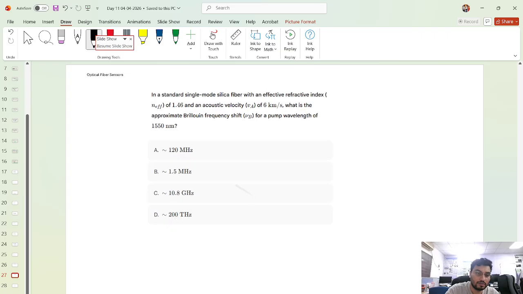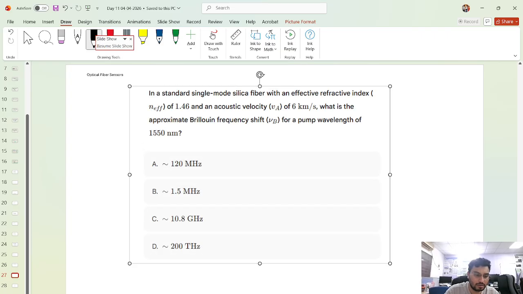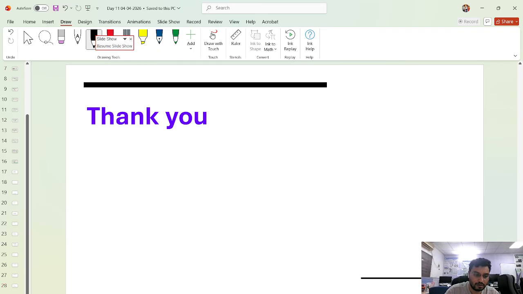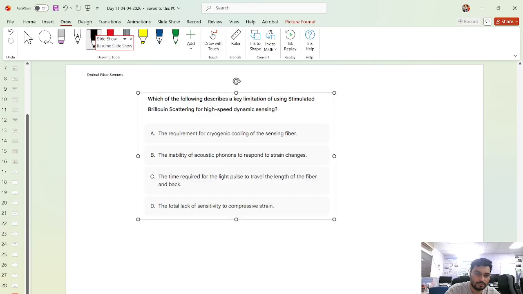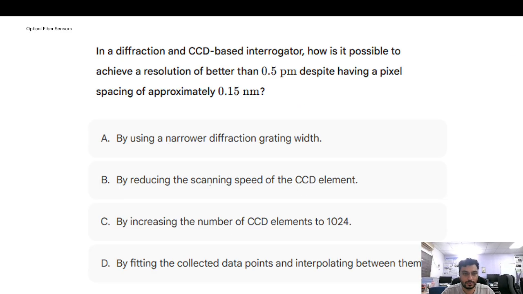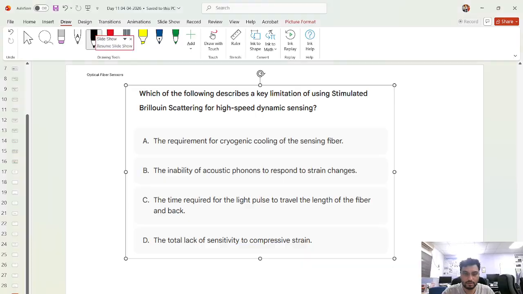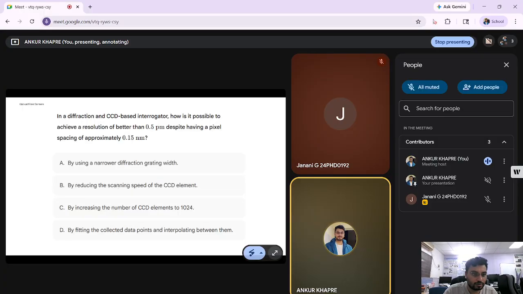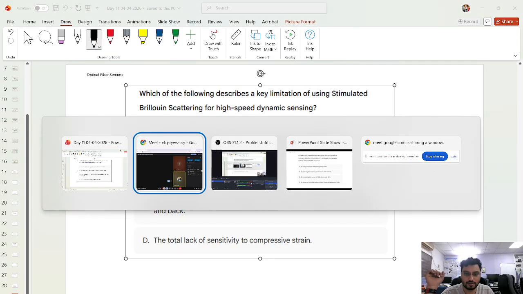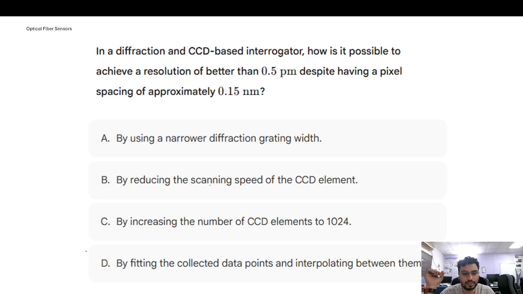Option D. Yeah, so option D you are saying, by fitting the collected data points and interpolating between them. Yes, it's correct. So last time also we have discussed about this, that how we are doing this in a CCD based interrogator. Okay, so you are correct.